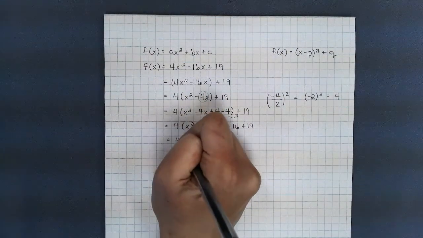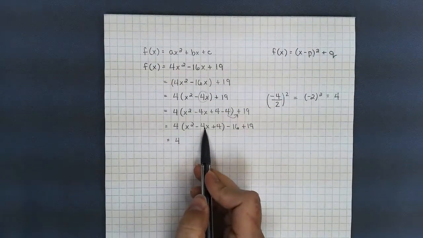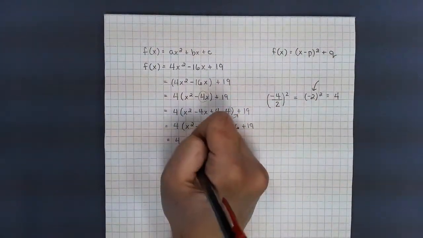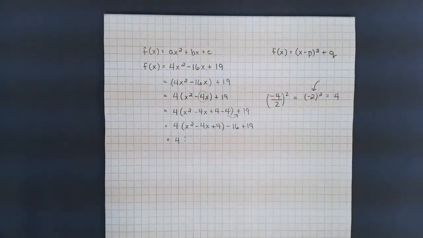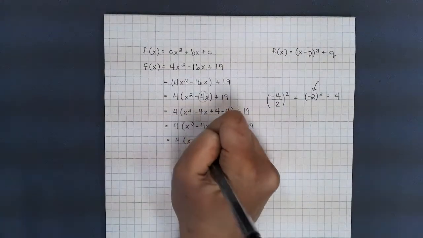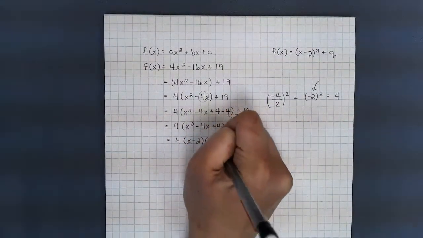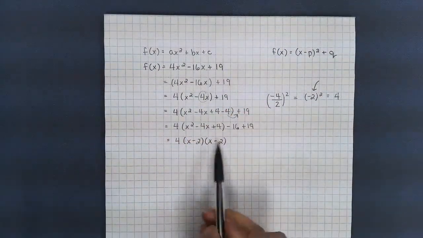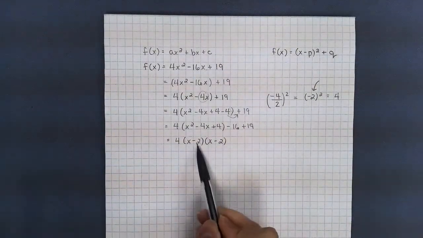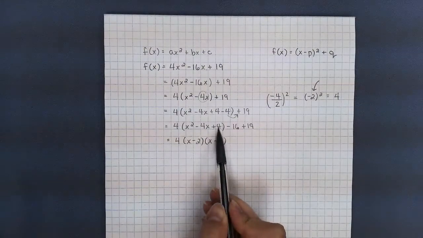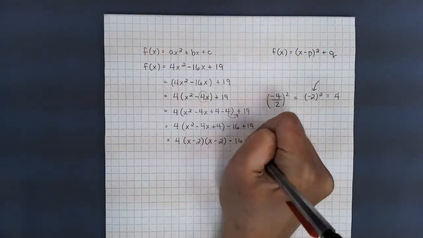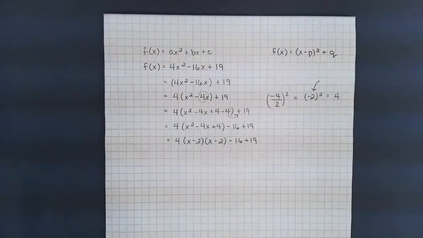Next, I am going to factor this polynomial, and this number right here actually already helps me do that. So I have 4 multiplied by x, and then subtract 2 times that. That is my factored version because I know that negative 2 plus negative 2 is negative 4, and I know negative 2 multiplied by negative 2 is positive 4. So that's my factored version there. I still have the subtract 16 plus 19 hanging out on the outside.